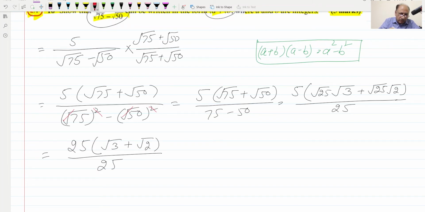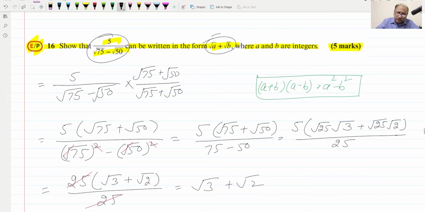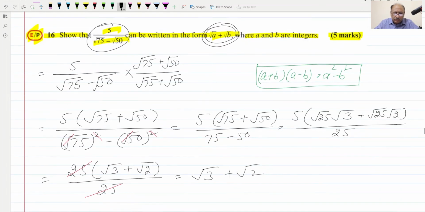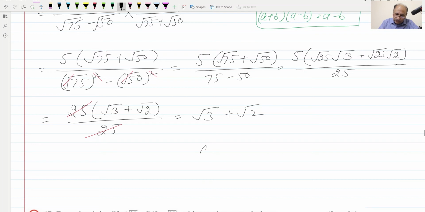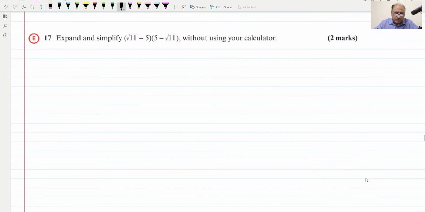So numerator and denominator both contain 25, which will be cancelled, and after cancellation we got what? We got root 3 plus root 2, and they are asking for this format, which is root a plus b. So our a is equal to 3 and b is equal to 2, and this is done. Hopefully you understood this. Now we can move to question number 17.